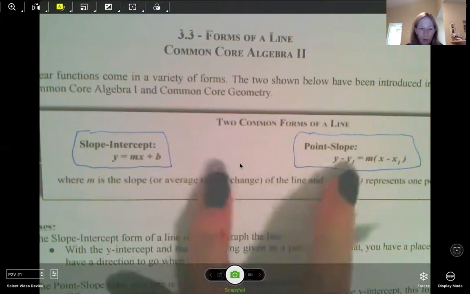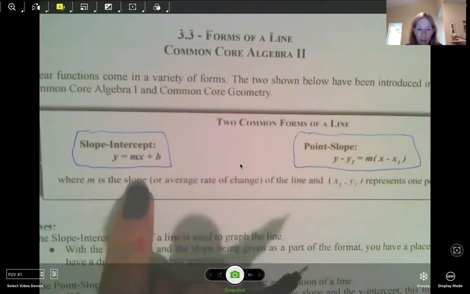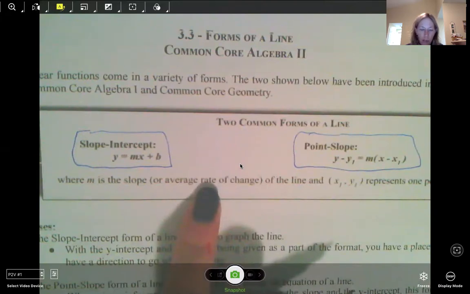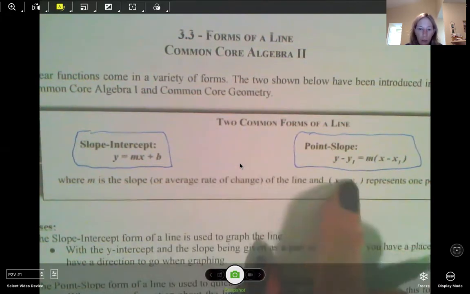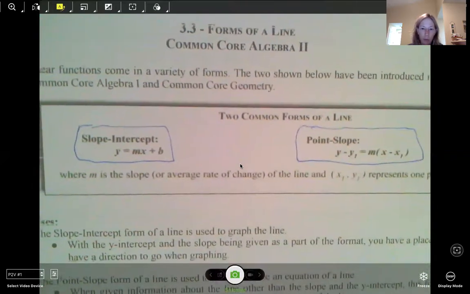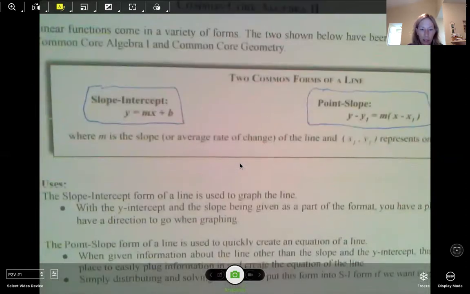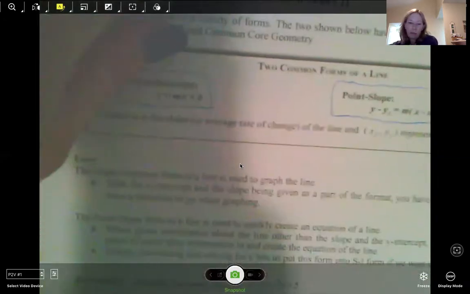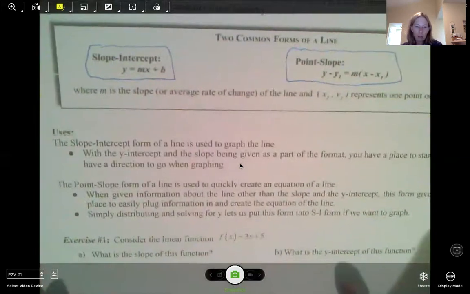Okay, so in both of these, m represents the slope, which we talked about last week in terms of how to find the slope. And then x1, y1 is just some point on the line, okay? So those are the two common forms of a line. In terms of the uses, they're listed here. So we can just go through it.